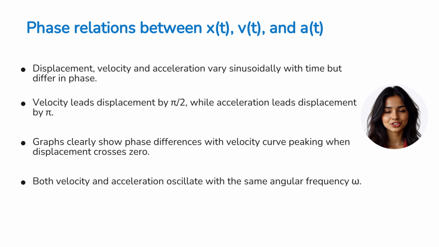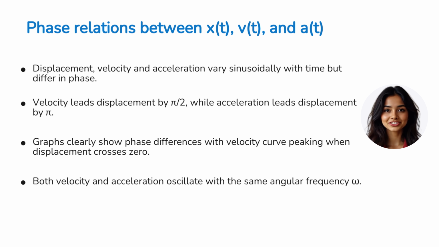acceleration peaks at the points where displacement is maximum or minimum but points opposite to displacement direction, which is why the acceleration graph is flipped compared to displacement. Visually, if you picture the sine wave for displacement, the velocity wave looks like a shifted cosine wave, peaking when displacement crosses zero. Acceleration graph shifts even further and peaks in opposite direction to displacement. And all three oscillate at the same angular frequency omega, keeping perfect harmony.